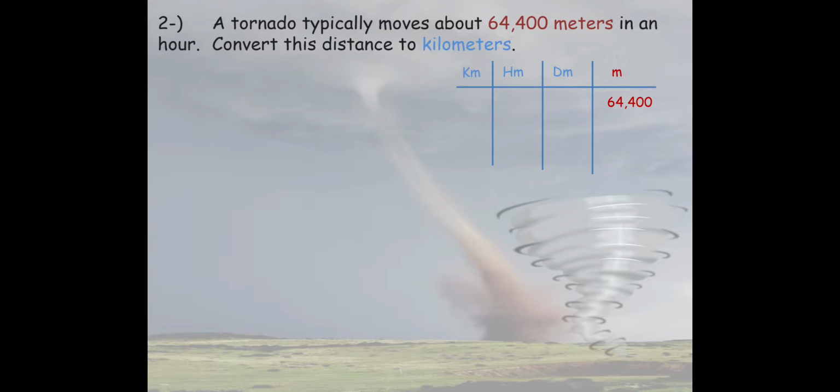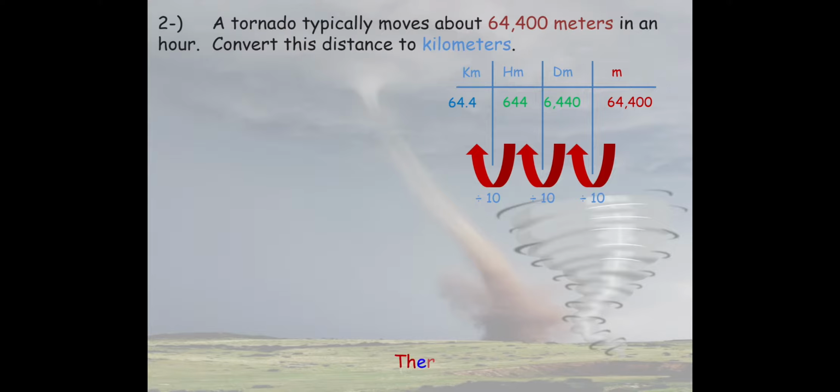So each time we go back one space, we divide by 10. And here, if you can see, divided by 10 gives me 6,440. Again, divided by 10 gives me 644 hectometers. And again, divided by 10 will give me 64.4 kilometers. Therefore, 64,400 meters is equal to 64.4 kilometers. Or you can just do it straight away and divide 64,400 by 1,000, and you will get the same answer.